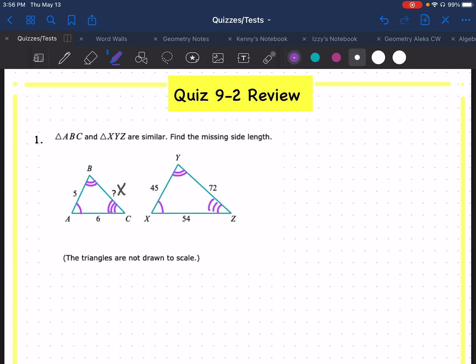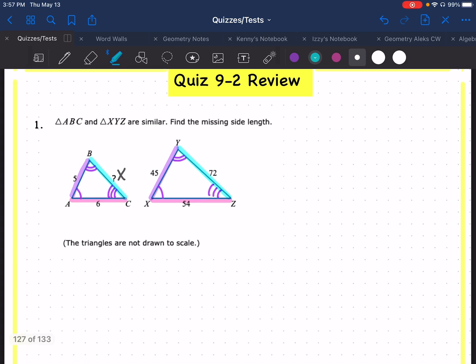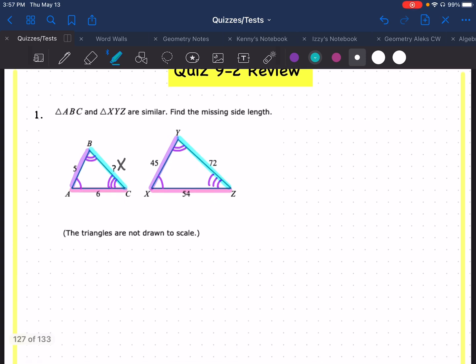Now for my sides, I'm going to pair them up. AB would go with XY because they have the 1 and the 2. BC is going to pair up with YZ because they have the 2 and the 3 angle marks. And lastly, AC is going to match with XZ because they have the 1 and the 3. Now I do have to use the blues. The blues are going to create my first proportion, my first ratio.